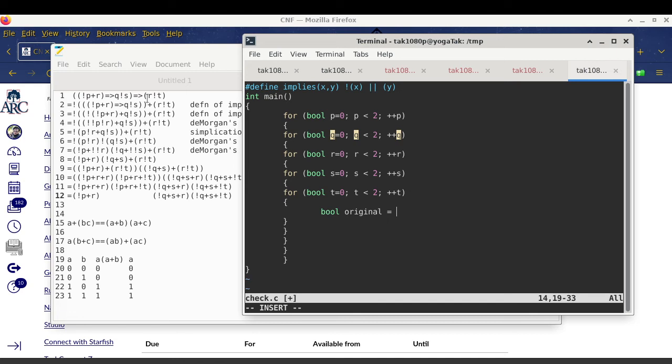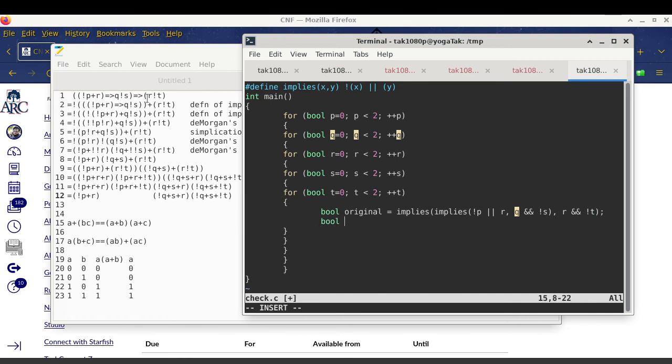We have an implication of not P or R as one expression, and then we have Q and not S as the other side, the right hand side of the implication. And this entire thing is inside another implication, where the inner implication is the left hand side, and then we have R and not T on the other side. And that's the original expression.